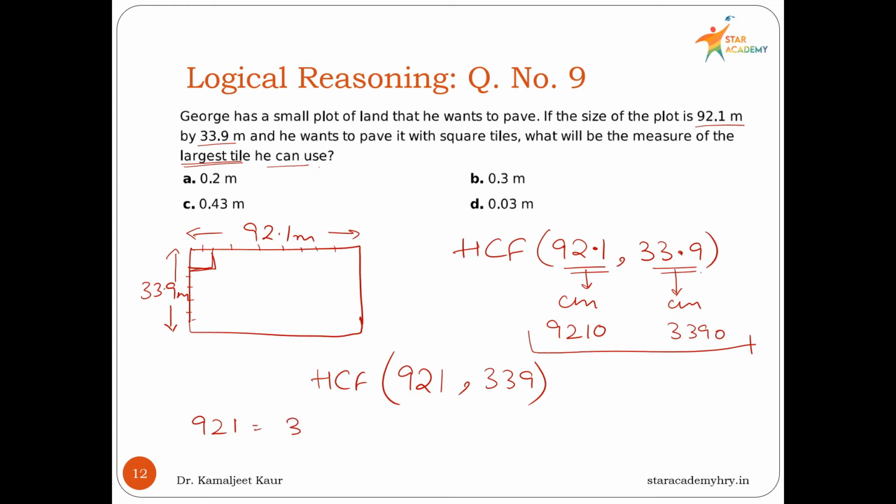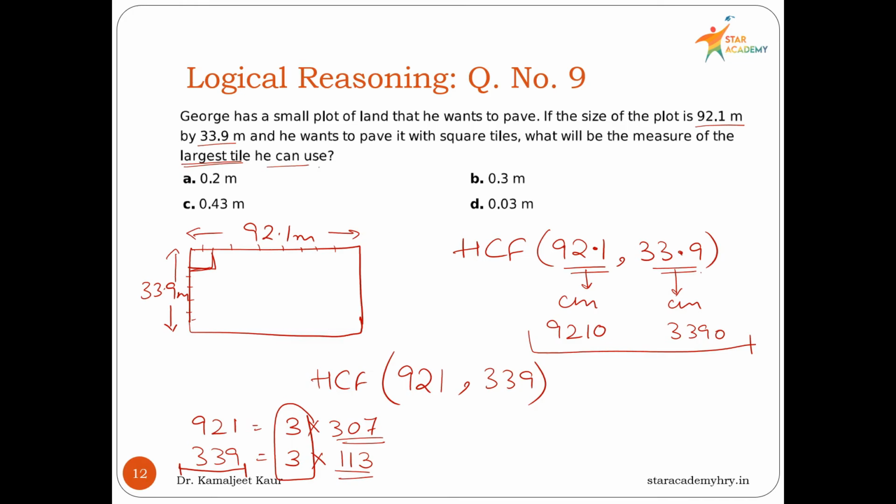We know the prime factorization of 921: this number is divisible by 3, so it is 3 into 307, and 307 is a prime number. Similarly 339 is also divisible by 3. Why am I saying this? Because the sum of all these digits is divisible by 3. So it can be written as 3 multiplied by 113. 113 and 307 are both prime numbers, so we cannot factorize them further. So the highest common factor between these two numbers is 3.